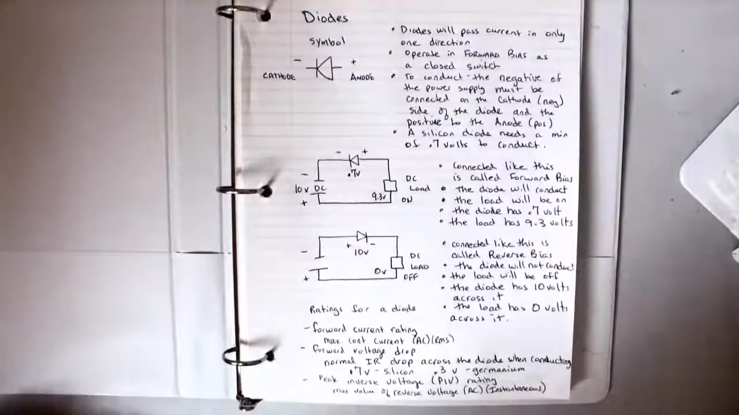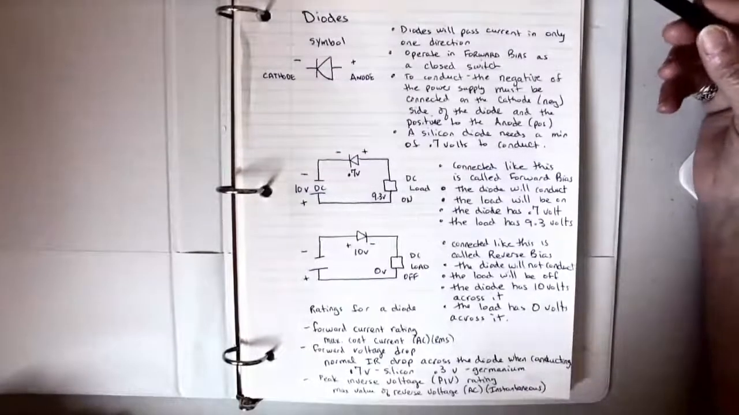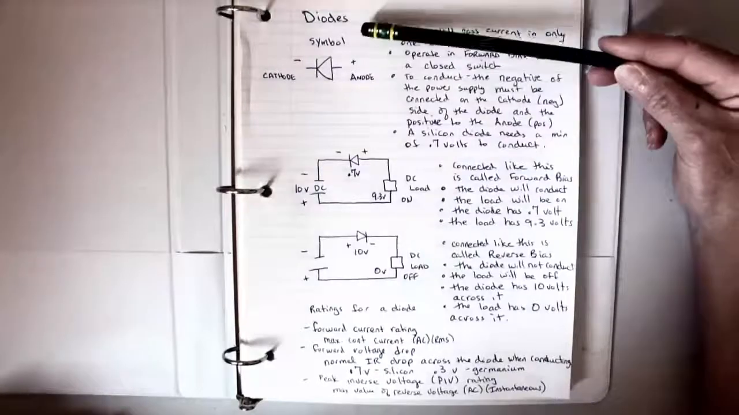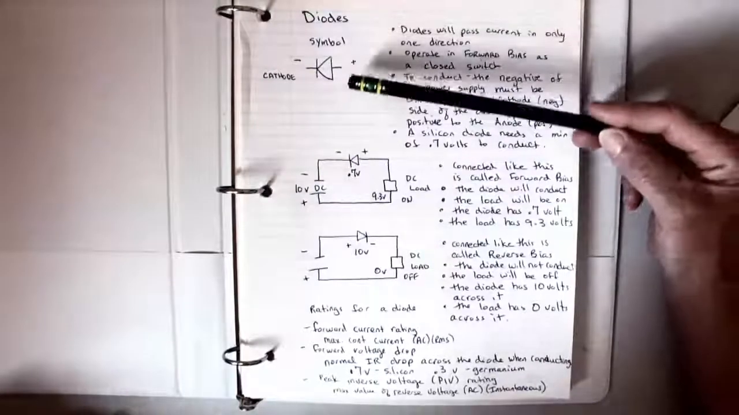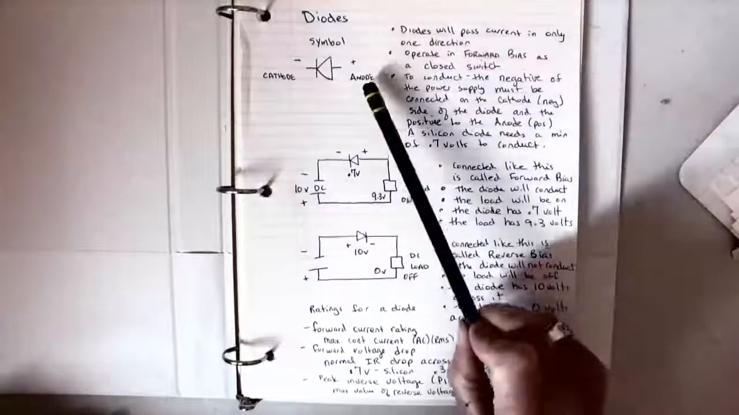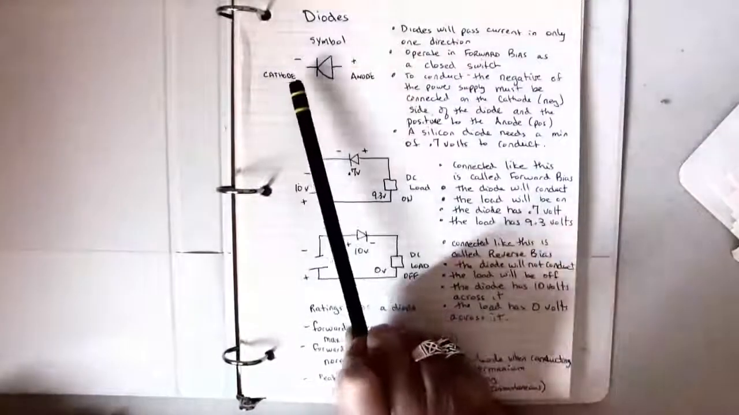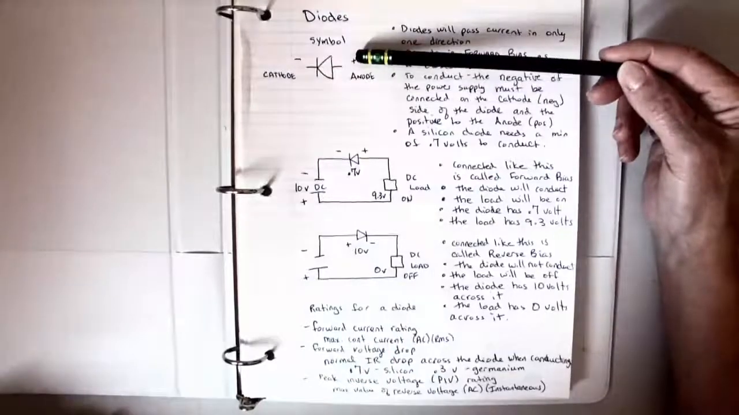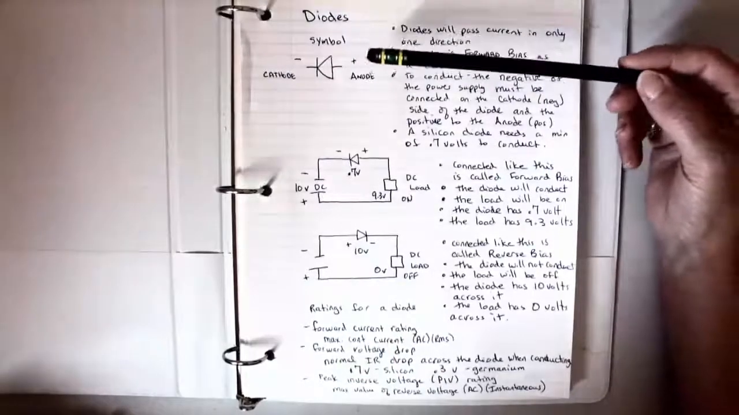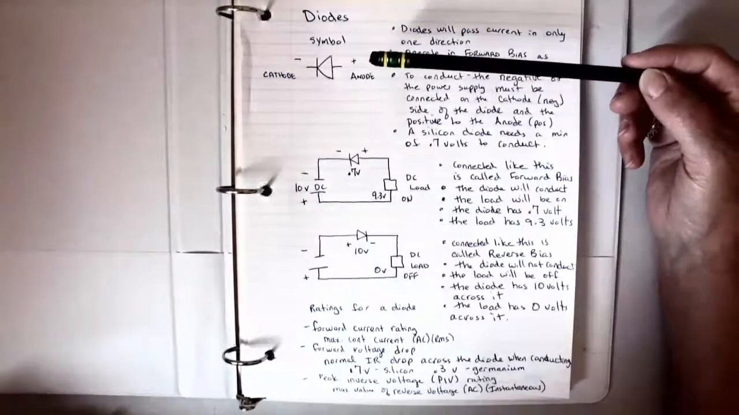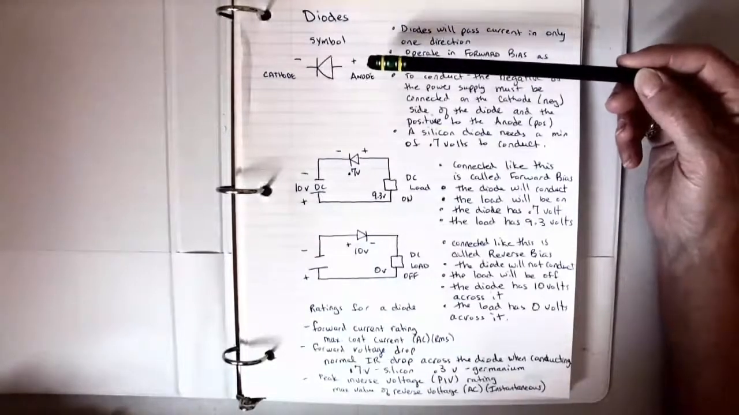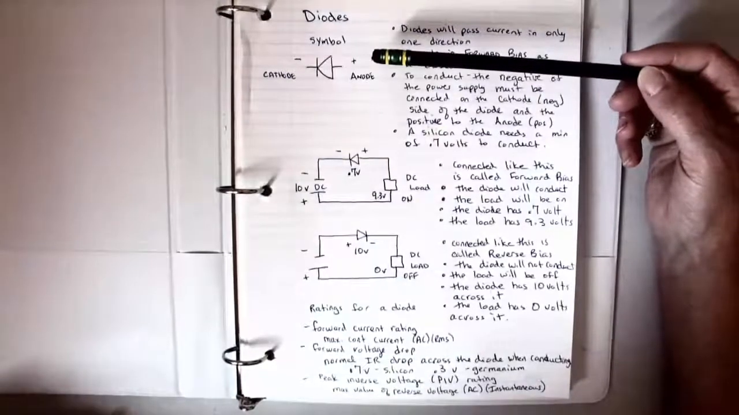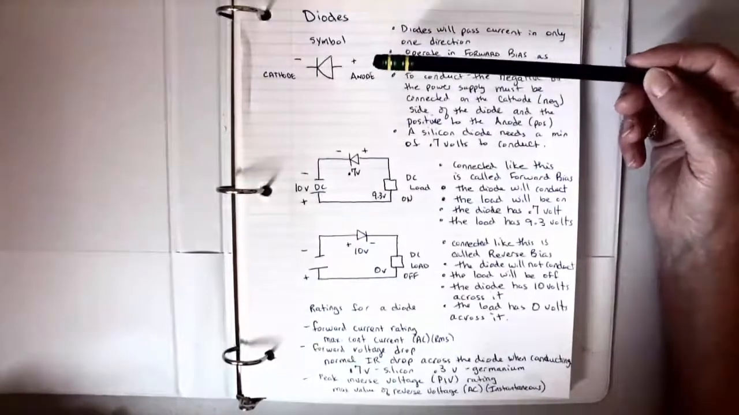Hey everybody, let's have a look at diodes, a basic introduction today. Here's the symbol for a diode, and you can see that I have written anode and cathode, and above the cathode is a negative, above the anode is a positive. What this means is that in order for this diode to actually conduct and act like a closed switch, we would have to orientate our power supply relative to the cathode and the anode.